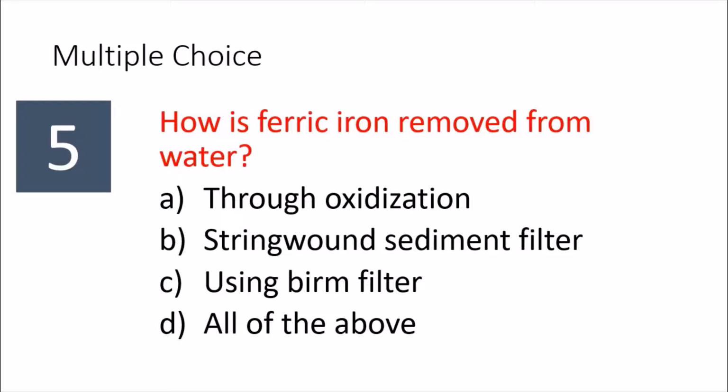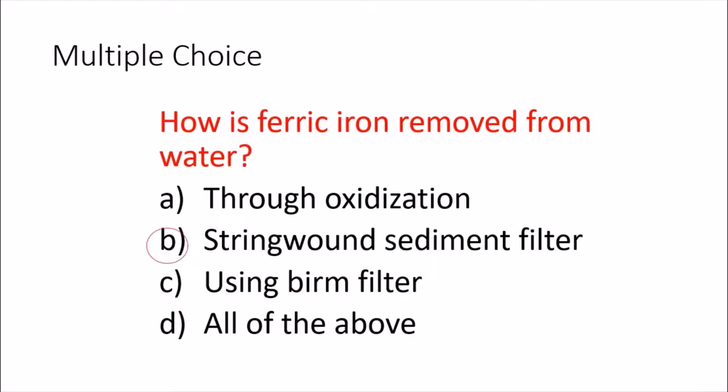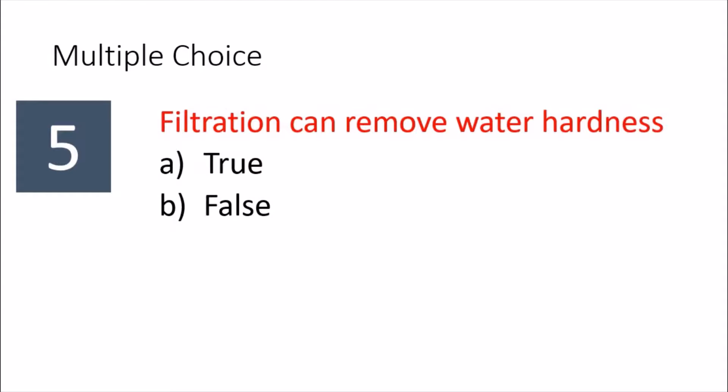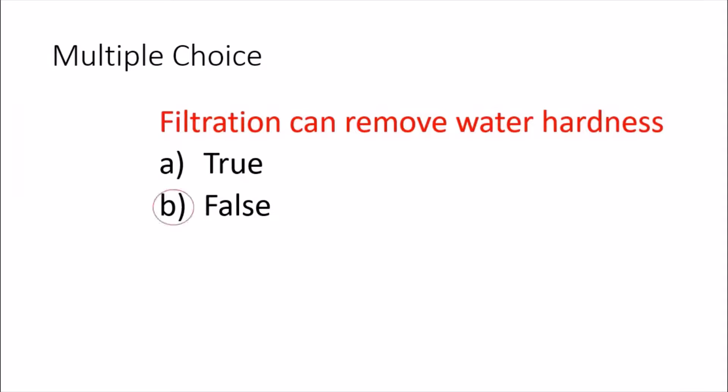How is ferric iron removed from water? Ferric iron is in the form of a precipitate, so it's a solid. We can use a string wound sediment filter. Filtration can remove water hardness. False.